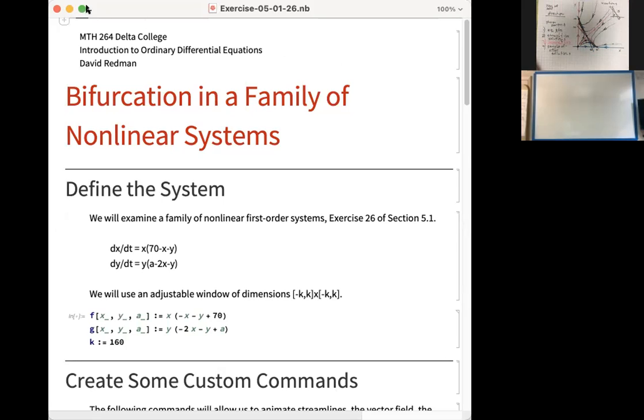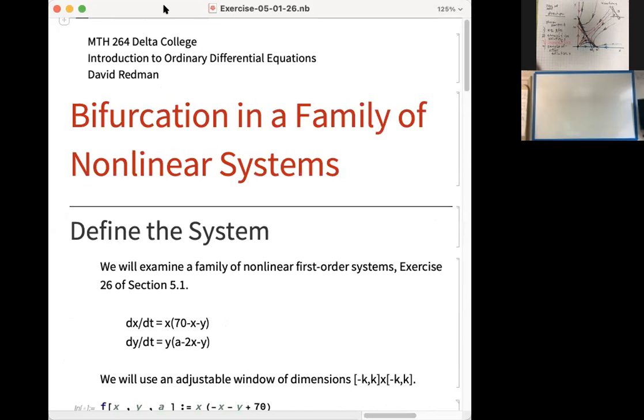Okay, so I'm going to pump up those words a little bit higher, so you can see it, I think you can see it. What you can see right here is I did write exercise 26 of section 5.1 in there, but notice with one difference. I changed the 100 to an A. Let's go back to my paper for a second.